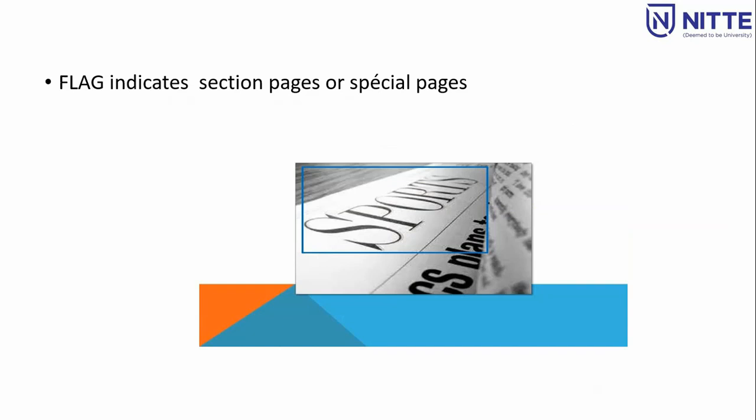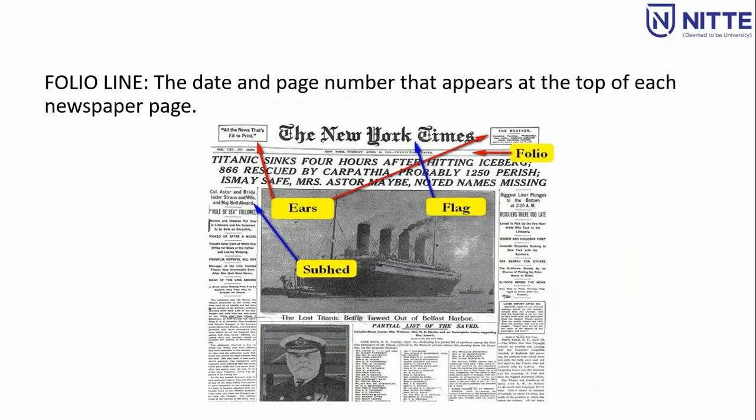Now this is a sports page. That way you have entertainment page, literature, classifieds, opportunities, editorial. So these are the pages which indicate the sections inside the page or in the supplements page. Then you have folio line, the date and the page number that appear at the top of each newspaper page. If you see, this is a folio line which gives the information about the date and the page number of pages in the newspaper.